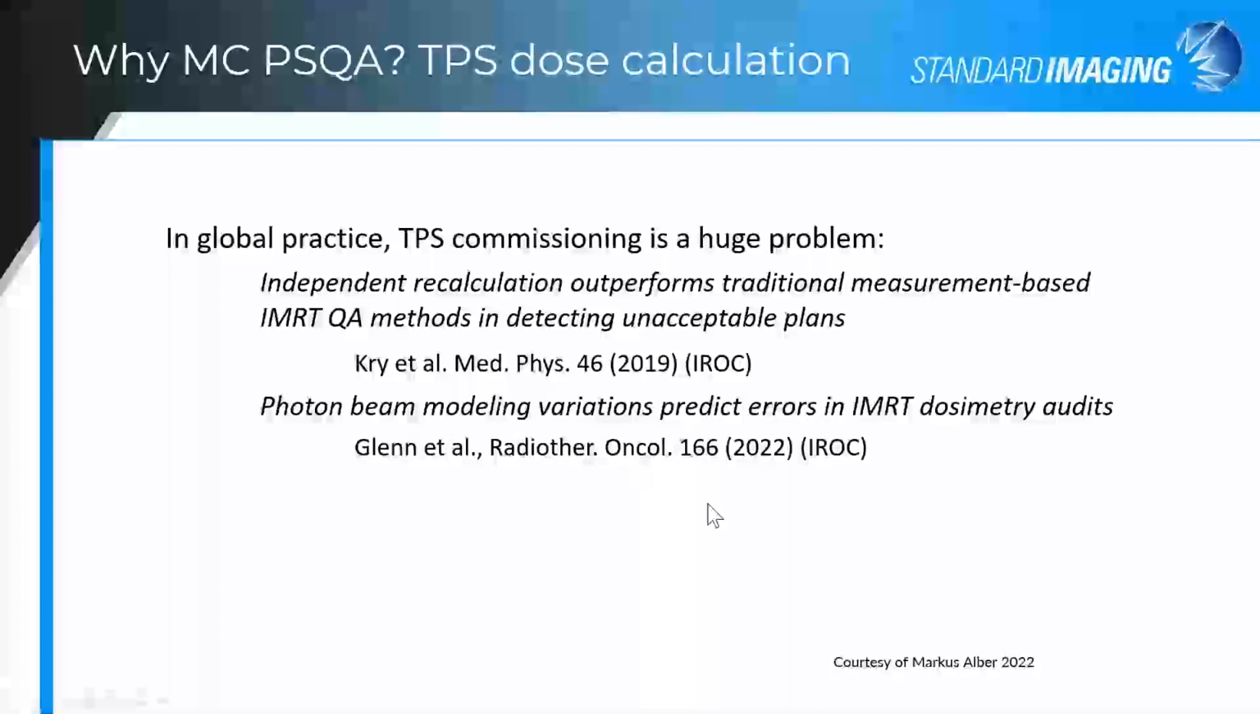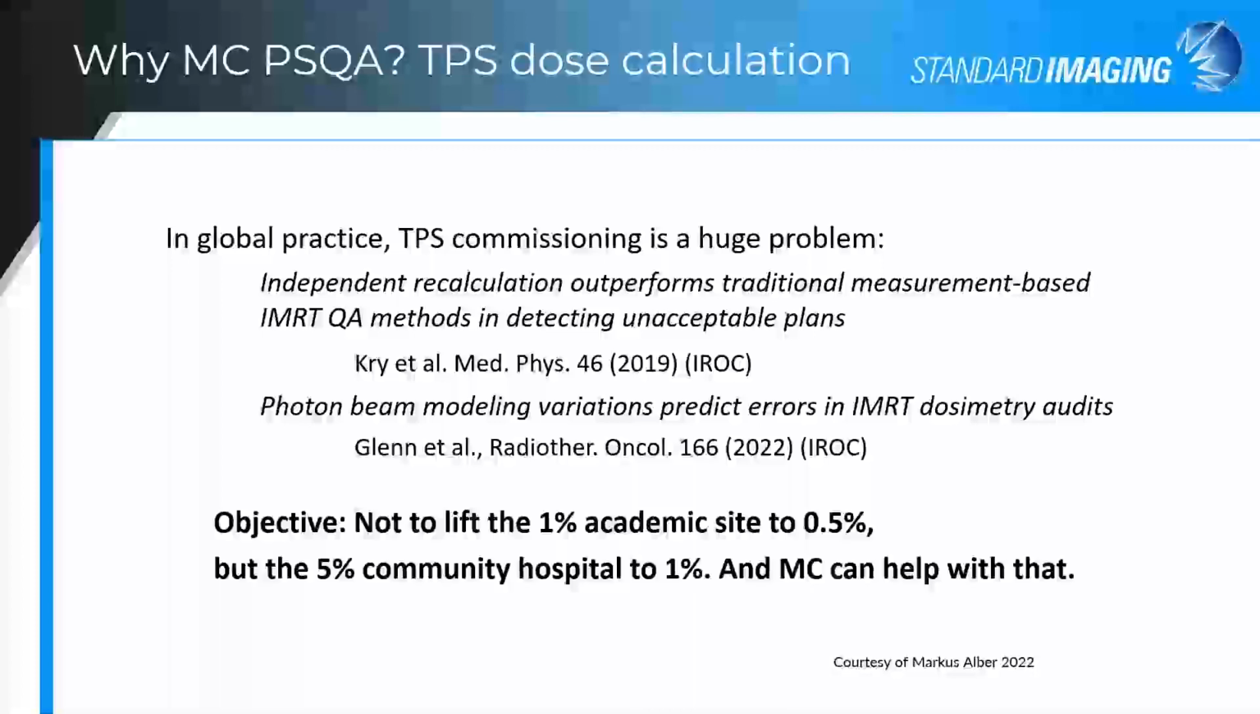And a real recent article that just came out in 2022 is on beam modeling verifications that predict errors in IMRT dosimetry audits. This is really telling, and it provides some specific examples: if the model is outside the typical range, it's indicative of a bad model. And so the beam model is very important, and there have been numerous other publications in this area.